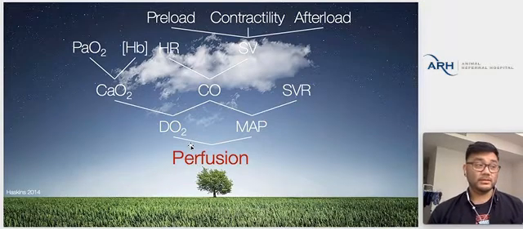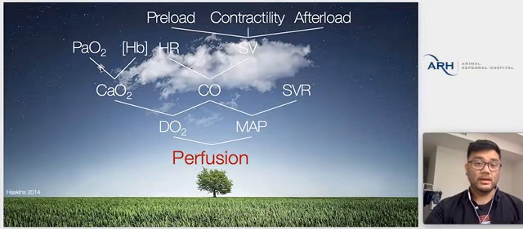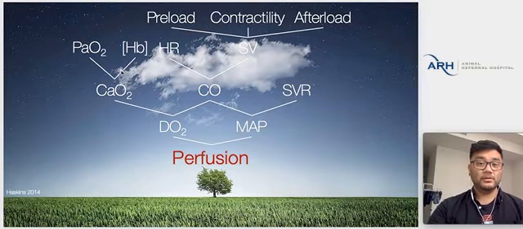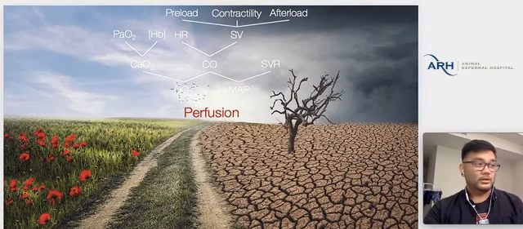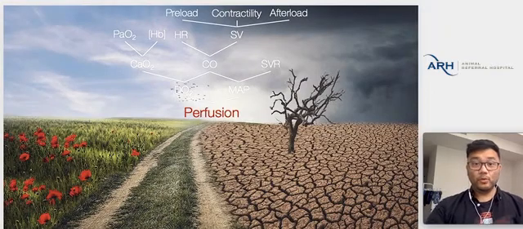And what makes up oxygen in the blood? It's the partial pressure of oxygen and concentration and saturation of hemoglobin. So in states of normal perfusion, the body thrives.